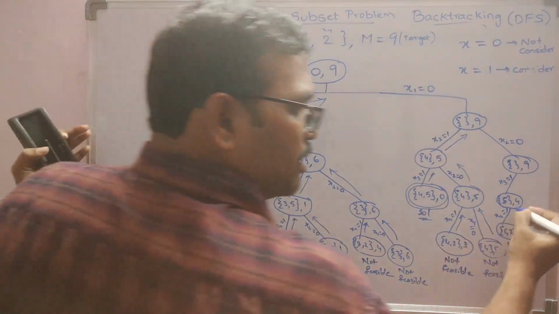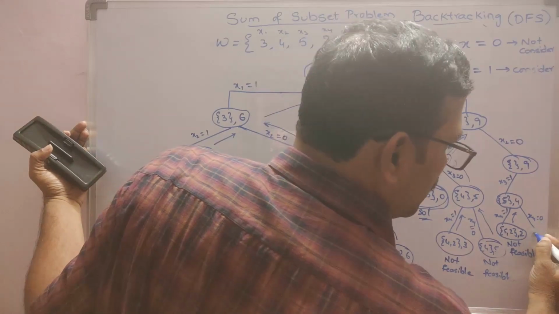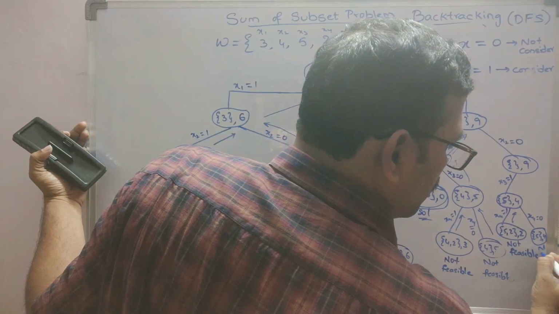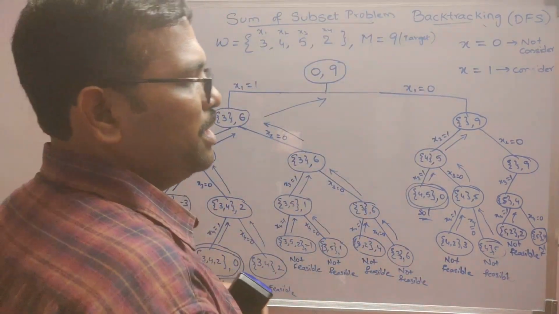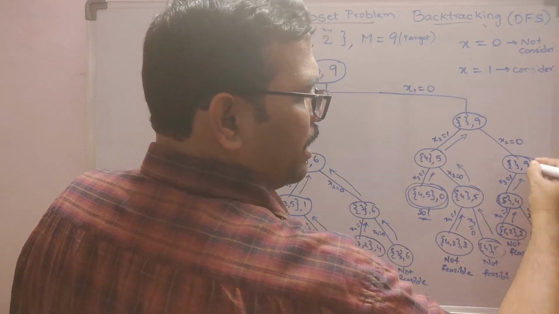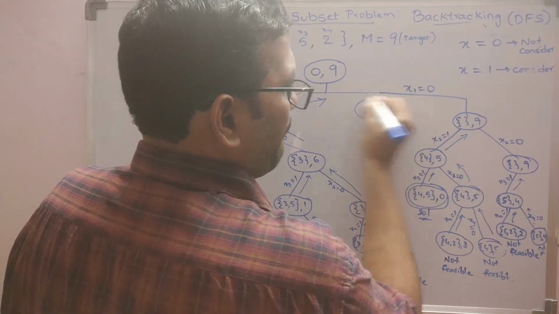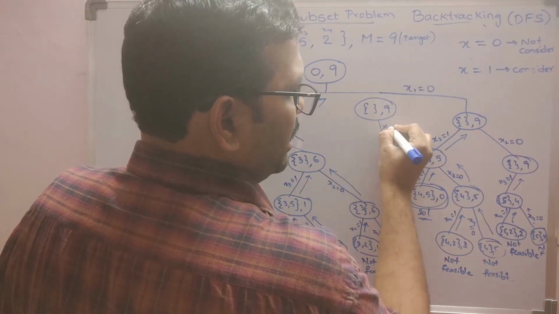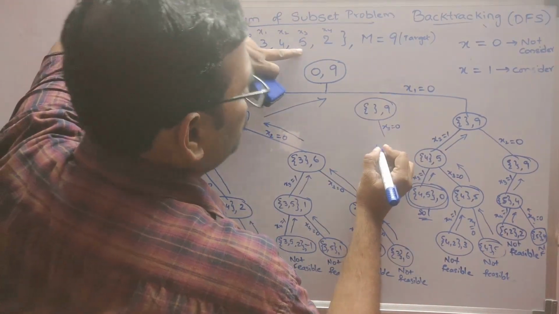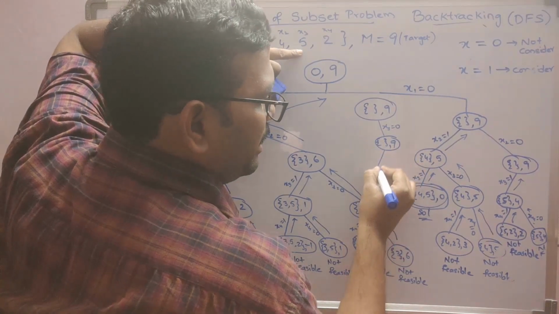It's not feasible. So move towards backtrack and consider x4 is equal to 0, and it will be again 5, 4, which is also not feasible. Again backtrack, and now consider x3 is equal to 0. x3 is equal to 0 means again it becomes 9. So again it can be further divided.